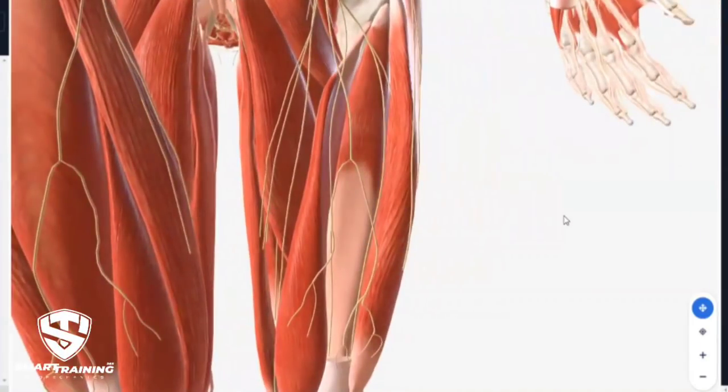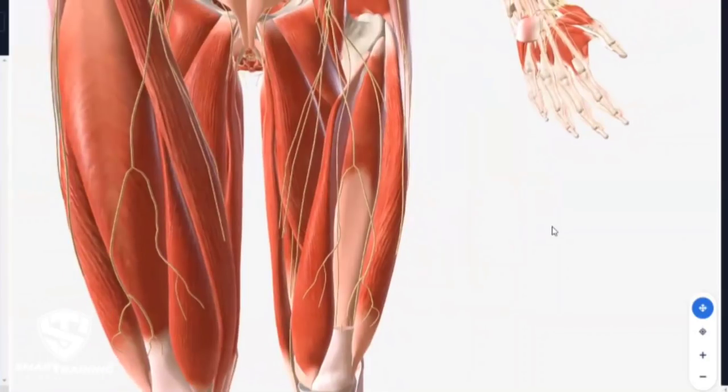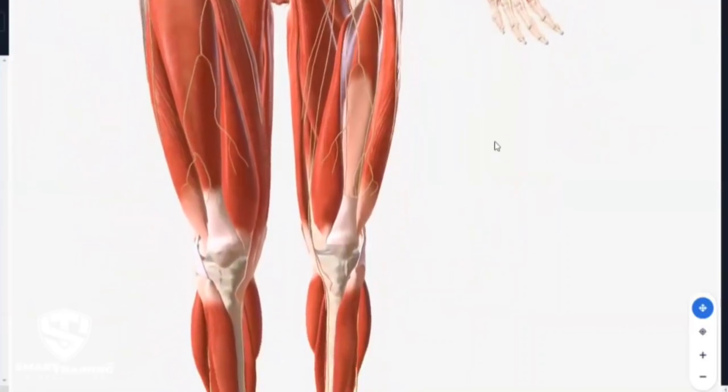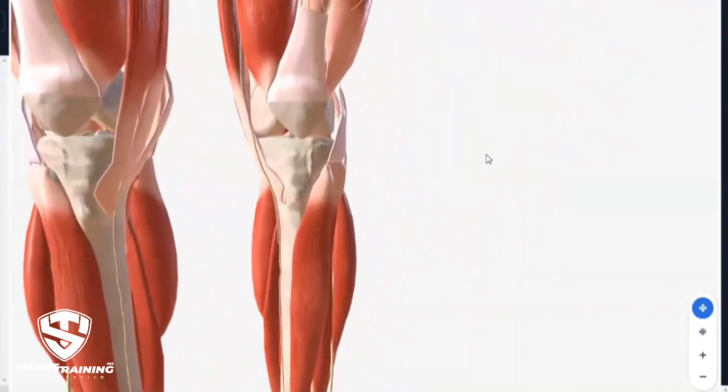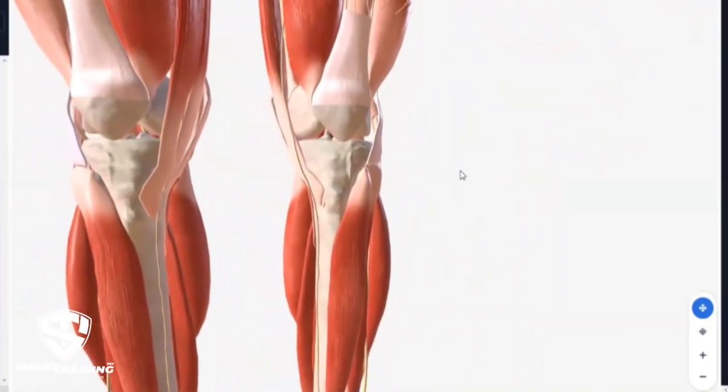Now, all four of them connect to the tendon just above the knee. That's called the patella tendon or the quadricep tendon above the knee. It turns into the patella tendon below the knee. And then the patella tendon connects to that upper part of the shin, right below the kneecap. That's where it connects, right?